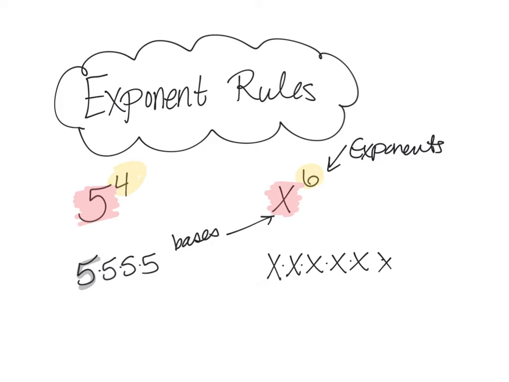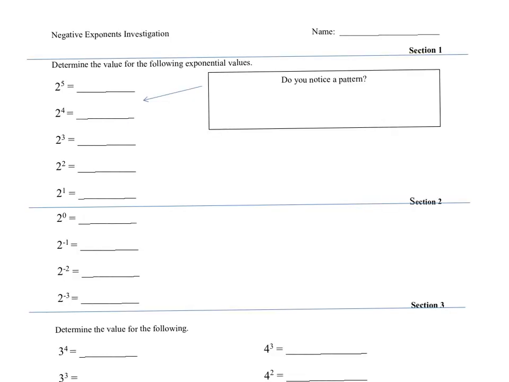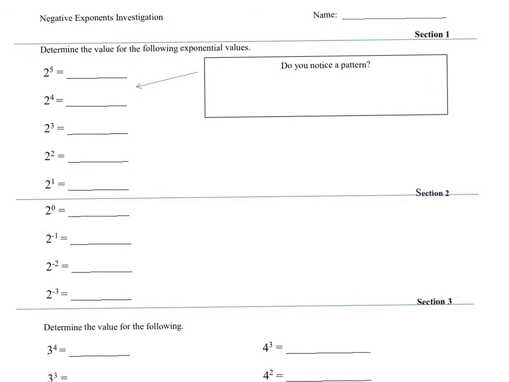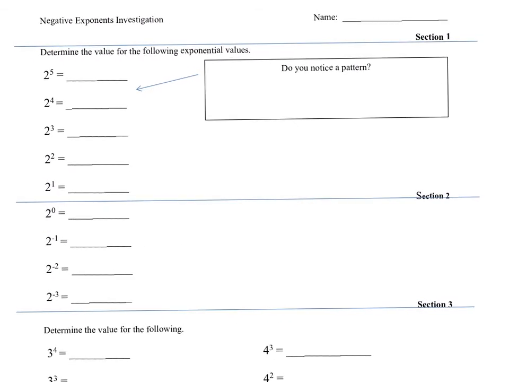We are only going to learn one rule today, and we're going to learn 3 tomorrow. The rule that we're going to talk about today is what to do if I have a negative exponent. We're going to start nice and slow. Here's what I want you to do. I'm going to model it for you.